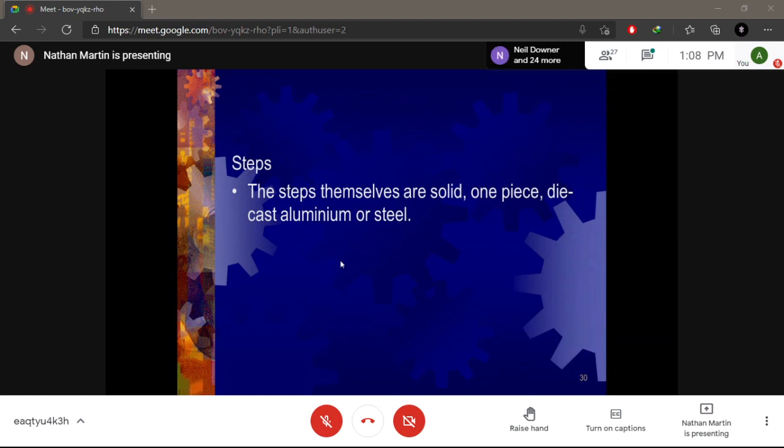The steps themselves are solid, one-piece, die-cast aluminum or steel, right? So these are really what they are made of.